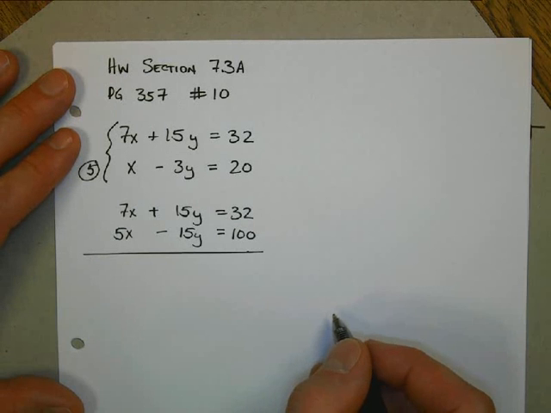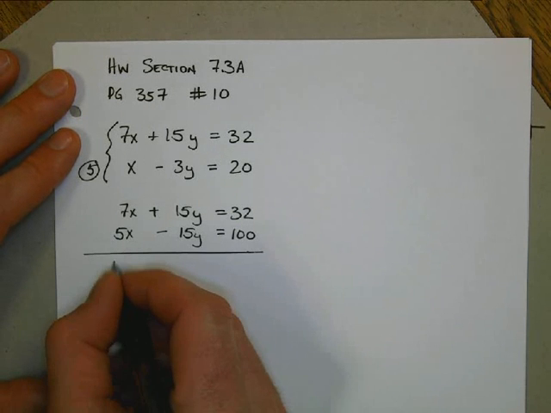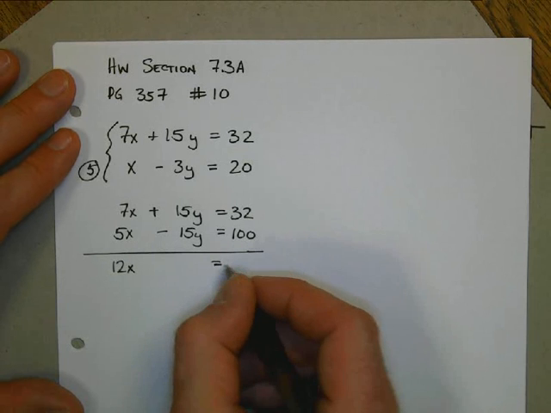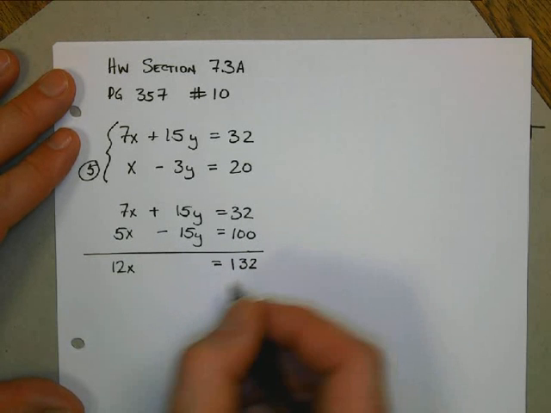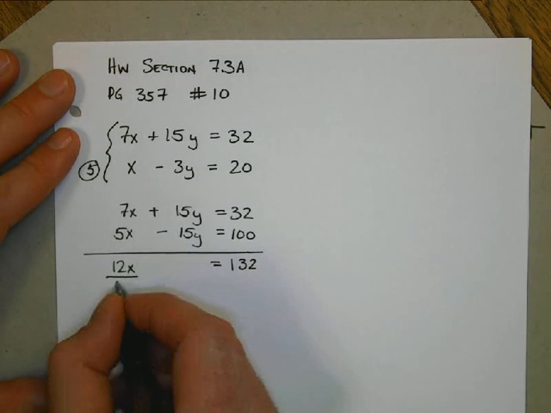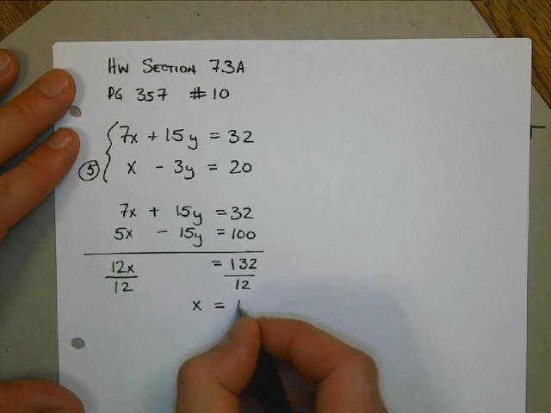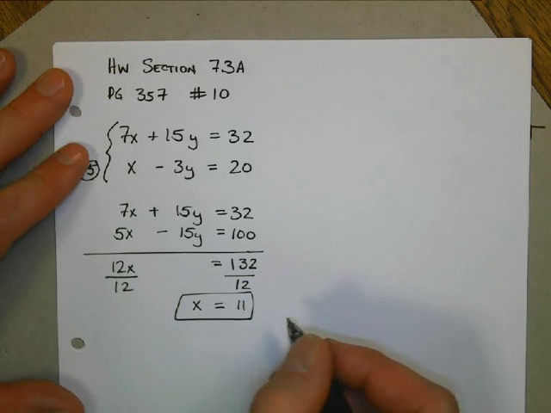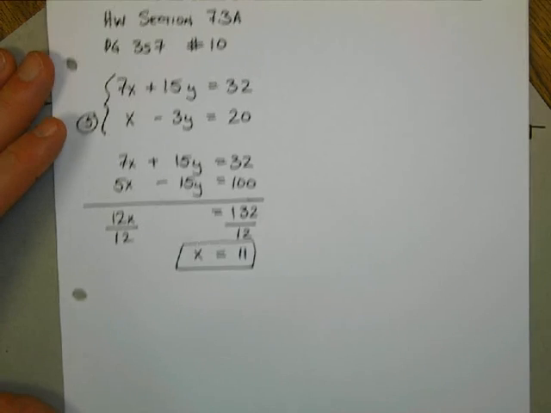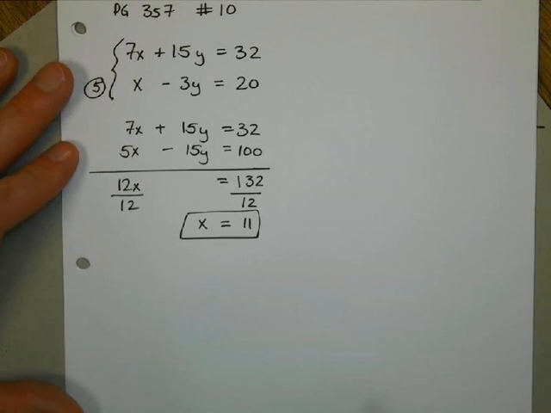I'm going to add these two equations up because the y's are now going to drop out. 7x and 5x is 12x. 32 and 100 is 132. We divide both sides by 12, and our resulting equation is x equals 11. If you have to use a calculator for that, that's perfectly fine.